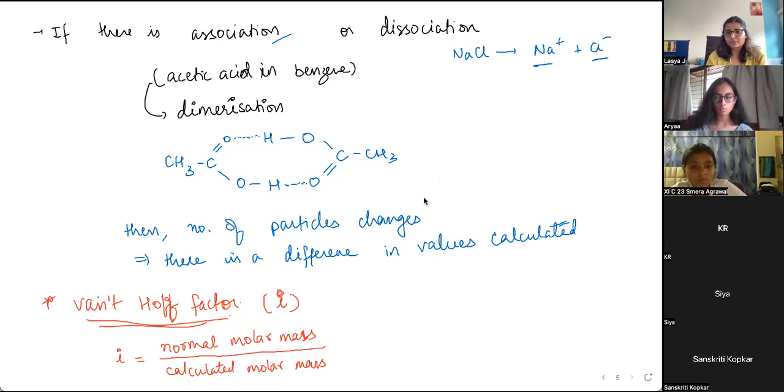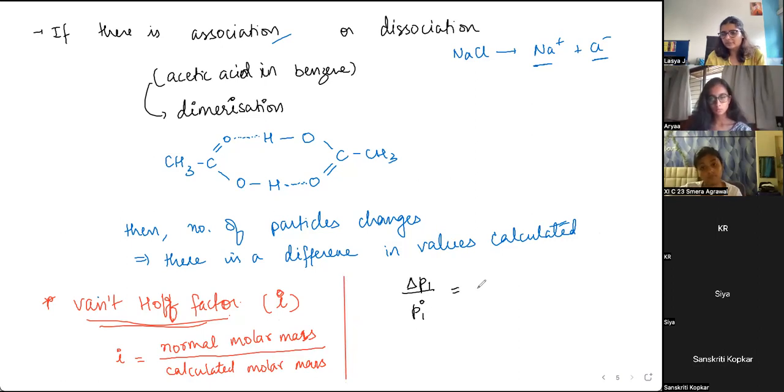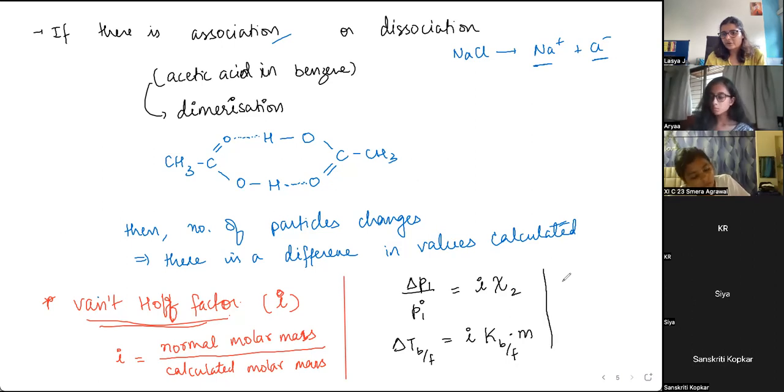If you want to include the van't Hoff factor in your calculation, this is how your formulas are going to change. The first, lowering of vapor pressure: delta P1 upon P1 naught will be equal to i into X2. Delta T B or F, depending on boiling or freezing, will change to i into K B or F times molality. And osmotic pressure will be pi equal to i into CRT.